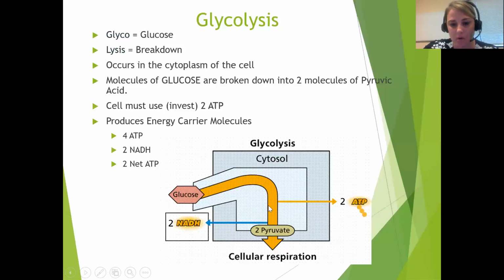So this is a cool picture. You can see glucose is going to go in. What do we get out? Well, we get out our 2 ATP, our 2 NADH, and our pyruvates.